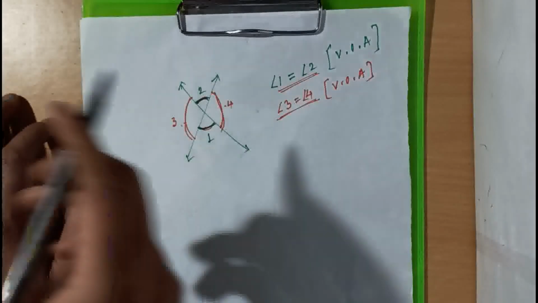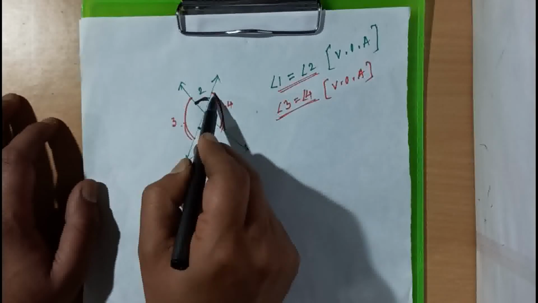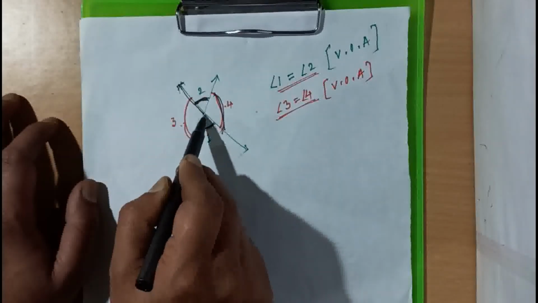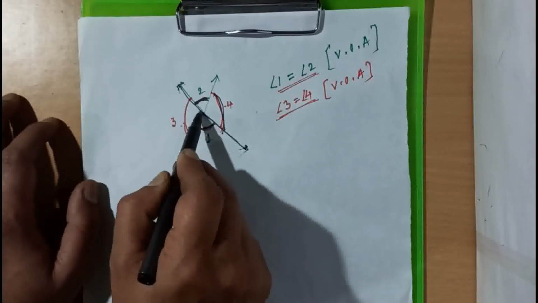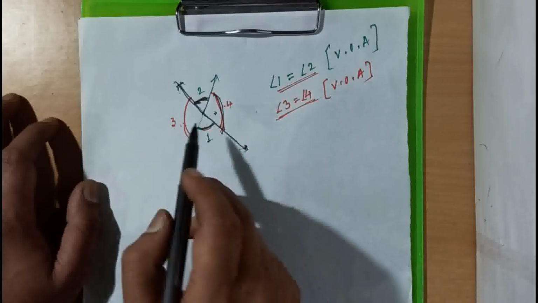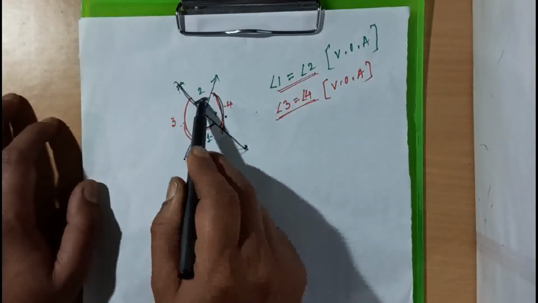that angle 2 and angle 4 are forming a linear pair, you see, because this ray and this ray, these two rays, are opposite to each other. That means 2 and 4 are a linear pair. Similarly, 1 and 3 are also a linear pair, 1 and 4 a linear pair, 2 and 3 a linear pair.